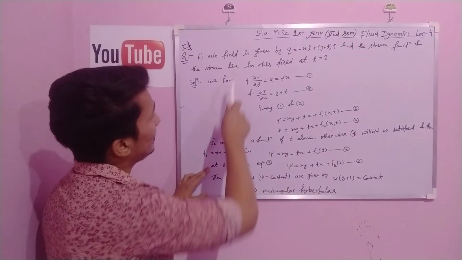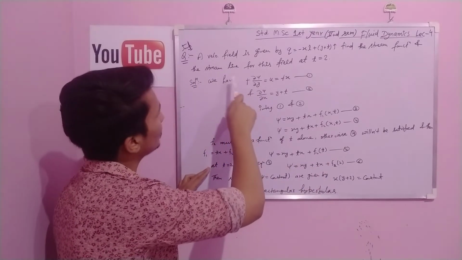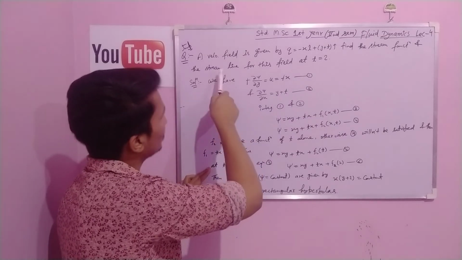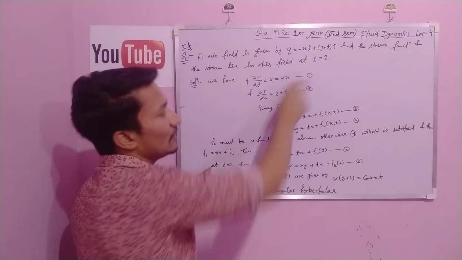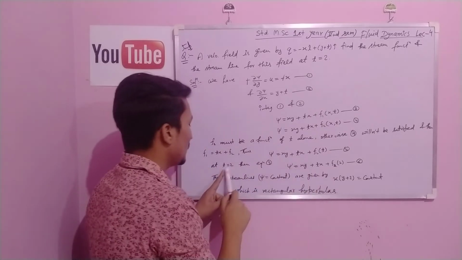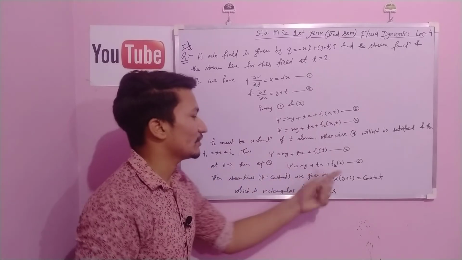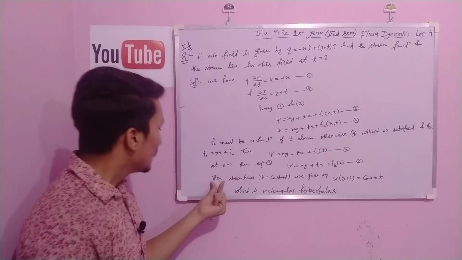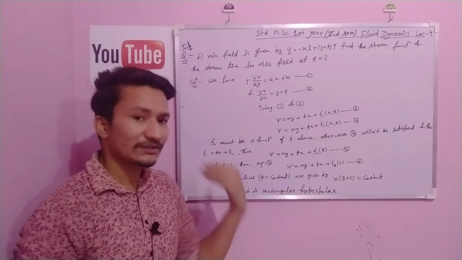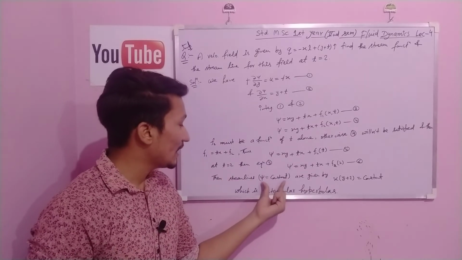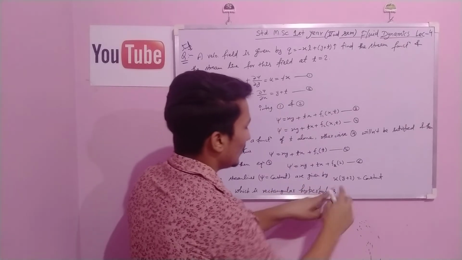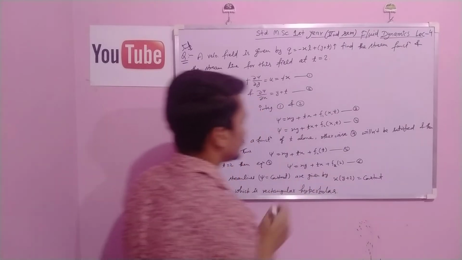Now, the question was asking for the streamline equation at t equal to 2. Therefore we just put t equal to 2 in equation number 5, and we will get the equation of the streamline. Streamlines are given by psi equal to constant, as we derived previously. So x times y plus 2.